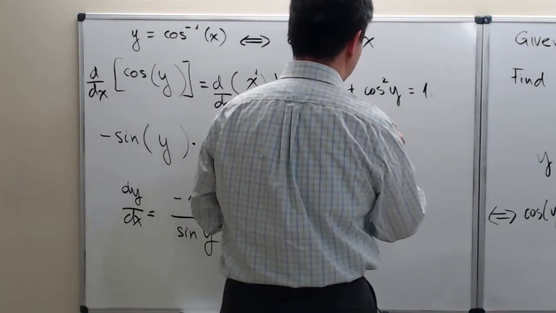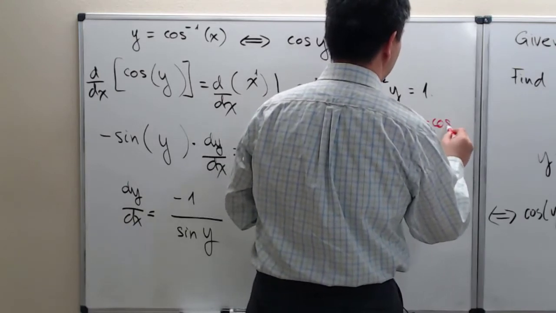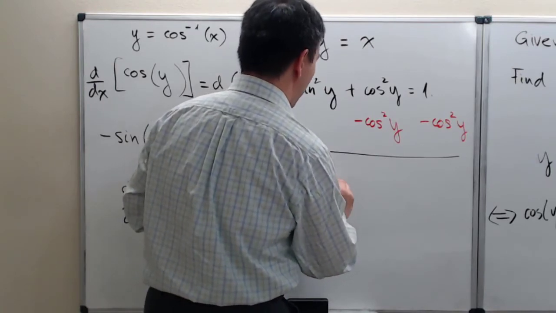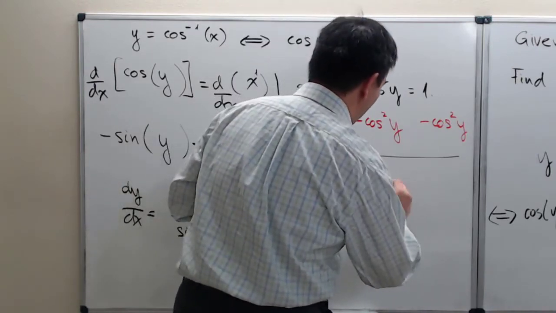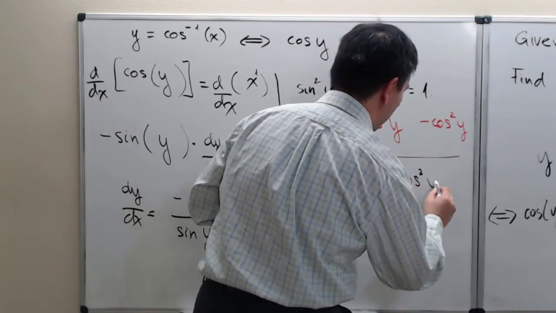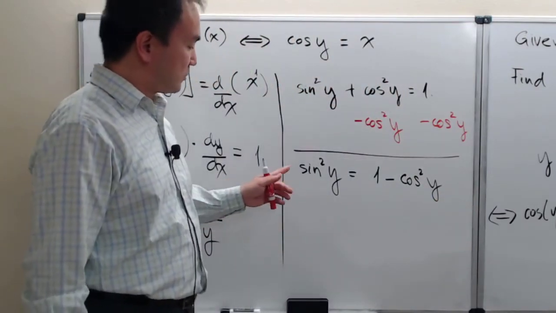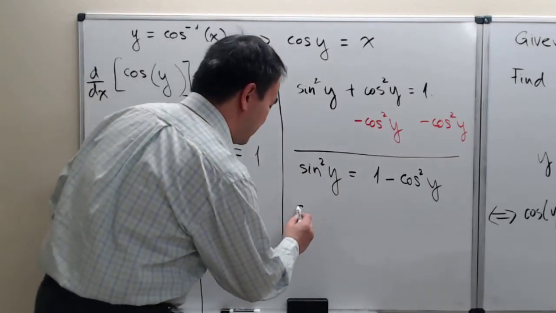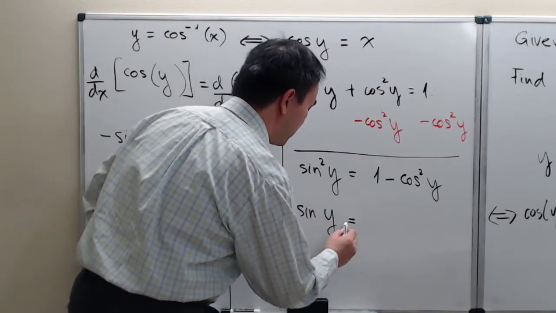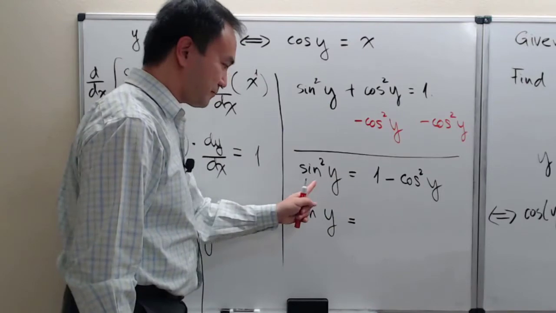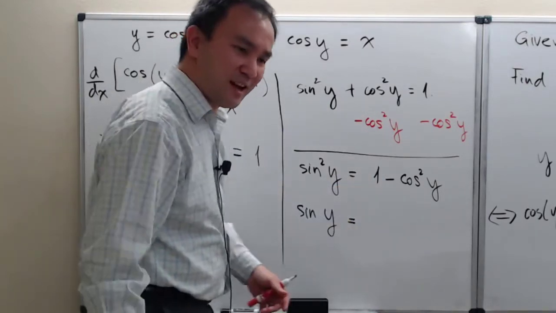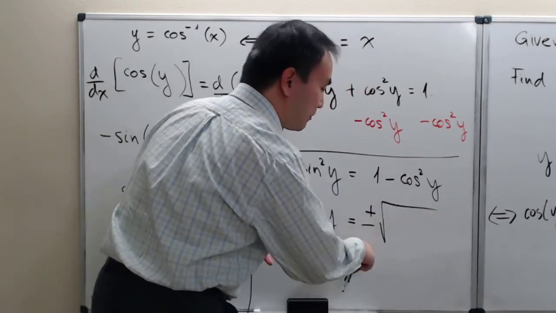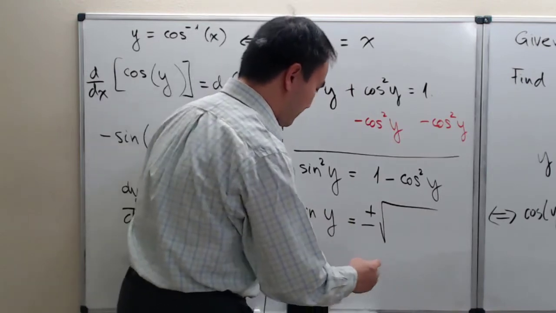So subtracting cosine squared of y from both sides, I'm ending up with sine squared of y equals 1 minus cosine squared of y. That means in the next step, we are going to take the square root of both sides. And just like how we did that in the earlier problem, we have to leave a plus and minus sign for our right-hand side expression.